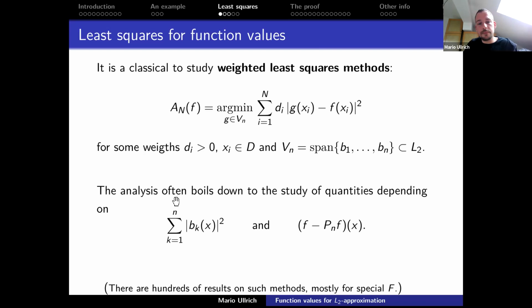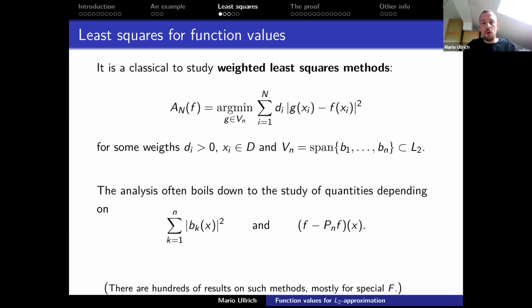This one is called the Christoffel function. Maybe it's not completely easy to see, but this is some kind of an upper bound on the L infinity norm of all functions in Vn. It's also not hard. This is one quantity that appears, called the Christoffel function, or the inverse of it, and the other one is the approximation error, the best approximation.